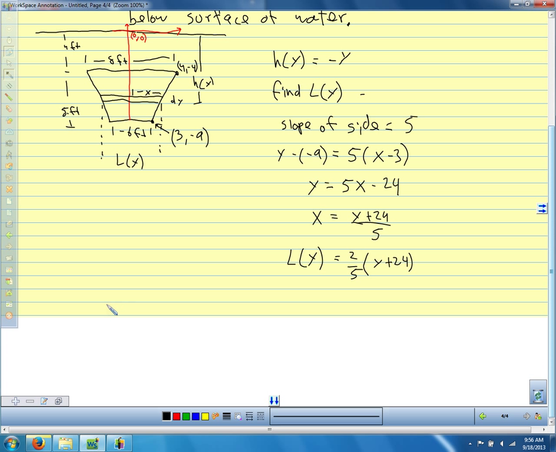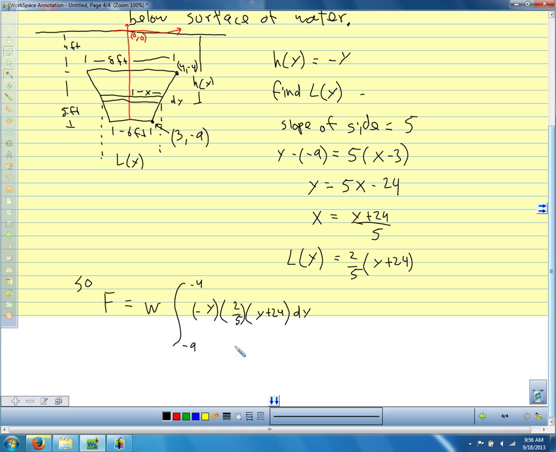Nice and easy now. So our force is going to be the weight density of water, whatever that is. What are my limits of integration? At the bottom of the dam, at the bottom of the canal, y is negative 9 to negative 4. Very good. I have my h sub y, negative y, times my length, 2/5 (y plus 24), times dy to get my area of my little rectangle. Oops, I forgot a parenthesis. There we go.